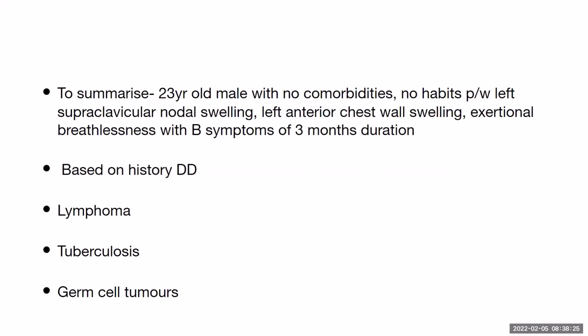So, based on history, to summarize, a 23-year-old male with no comorbidities, no habits, presented with left supraclavicular nodal swelling and left anterior chest wall swelling, with exertional breathlessness and B symptoms of 3 months duration. So, the differential diagnosis based on history would be lymphoma, tuberculosis, germ cell tumors.